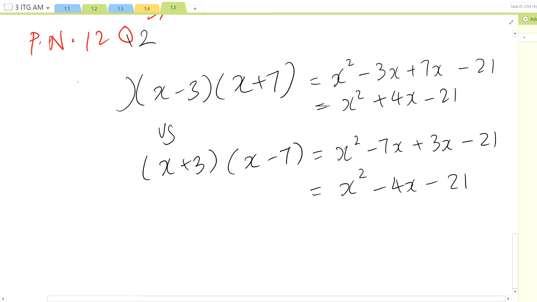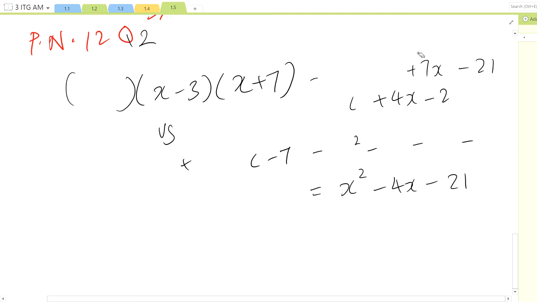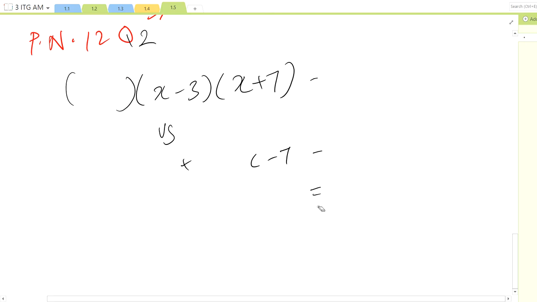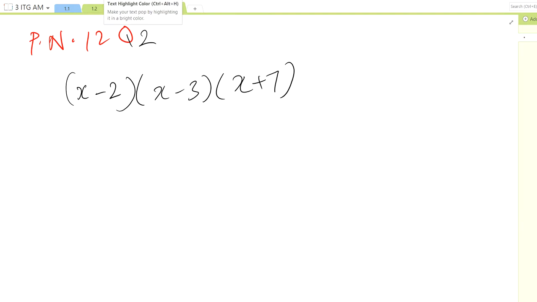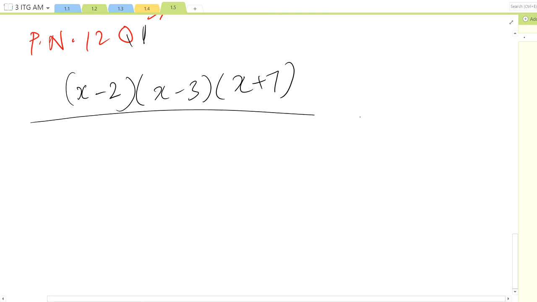What was the first factor? X minus 3. X minus 2. Sure? X minus 2, yes. Okay, so, question number 1. Any issues with obtaining this answer? Does anybody need me to go through? No? Okay, then I want to talk about question number 2.